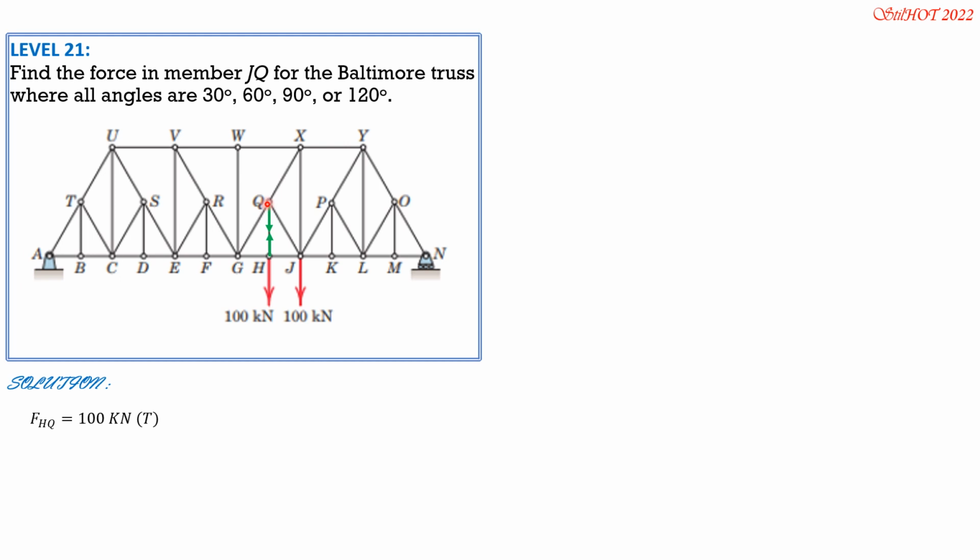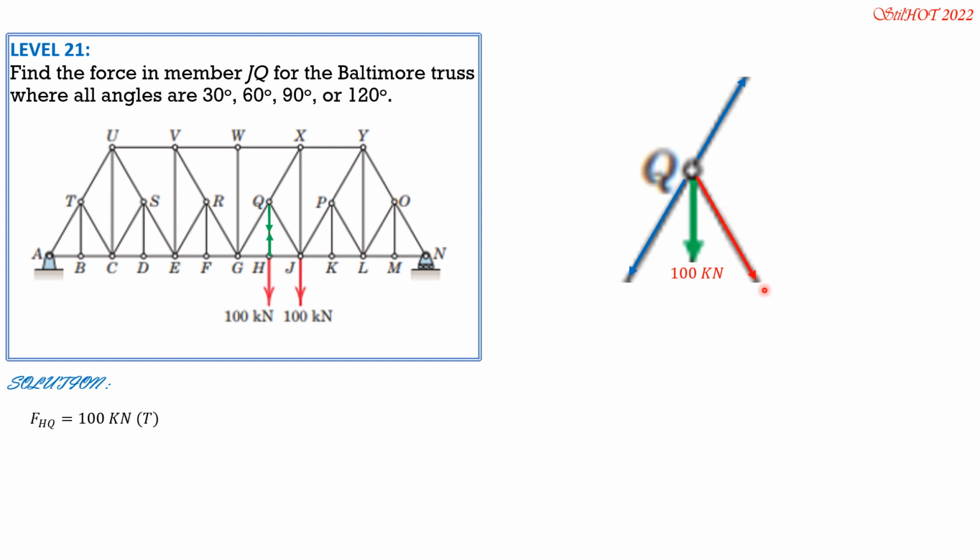Then we isolate joint Q so that this angle is 30, this is also 30. Then we rotate the axis so that we can solve for the force in JQ. So that's the trick in this problem here. So this is HQ, which is 100. Then this is QX and this is GQ, remember. So I will not name them because they are not involved after we rotate the axis.